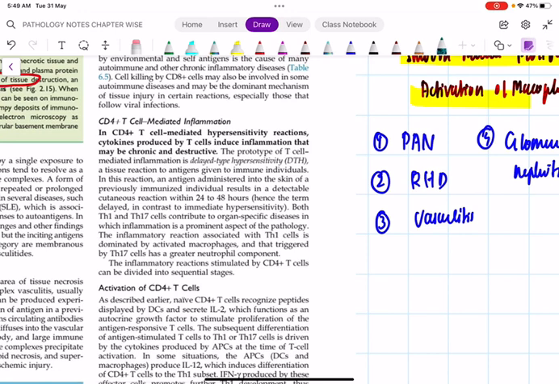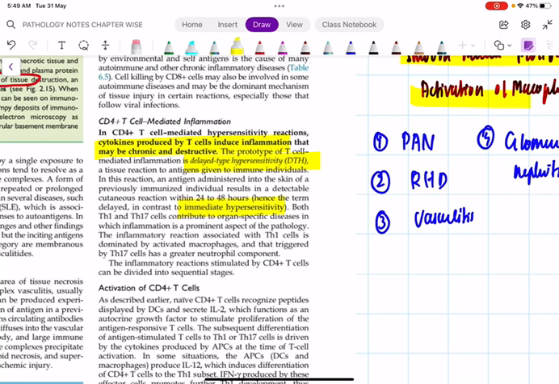Remember, in this CD4 plus T-cell mediated hypersensitivity reaction, the cytokines which are produced by the T-cells will induce inflammation. This is also called DTH or delayed type of hypersensitivity reaction. Why is it called delayed? Suppose I am administering any antigen to your body. If you are allergic, you will immediately produce the symptom. That is what we call immediate hypersensitivity reaction.